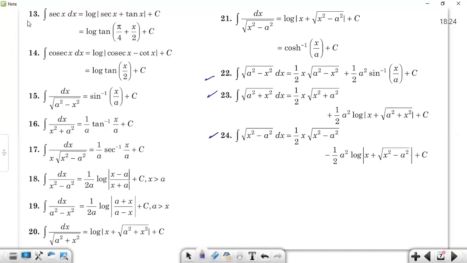So integration of secant x is log of sec x plus tan x, which can also be written as log tan of pi by 4 plus x by 2. And integration of cosecant x is minus log of cosec x plus cot x. So here the minus sign is in front of cot x. So you can note that.